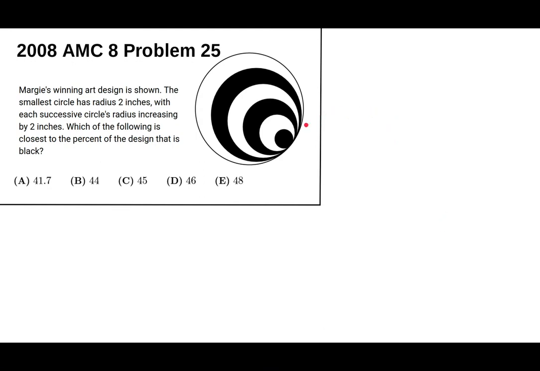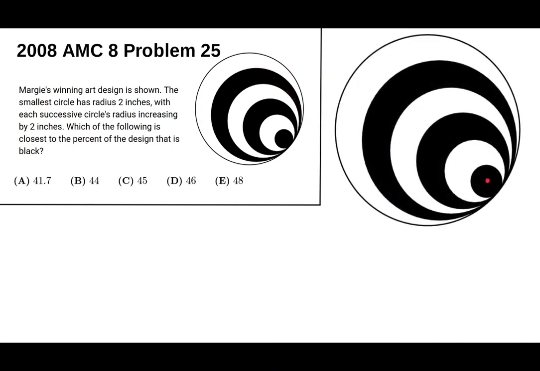So I redrew this diagram to be a bit bigger, and this radius is 2 inches because it says right here, the smallest circle has radius 2 inches. This is the smallest circle. Each successive circle's radius increasing by 2 inches means that every circle after the smallest circle, like this white one, the one after that, has a radius of 2 plus the previous one. So this one has a radius of 2. So this white circle would have a radius of 4.